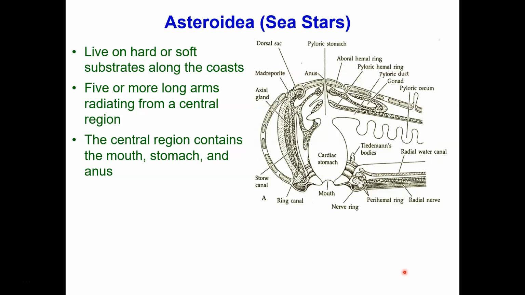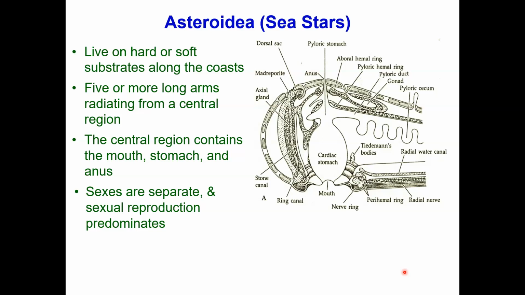You might mostly know of those with 5 arms, but there are other asteroids that actually have multiples of 5. The central region of the body contains the mouth and anus, on opposite sides: mouth on the bottom, anus on the top, and the stomach, all located within that central part, right? And their sexes are separate.